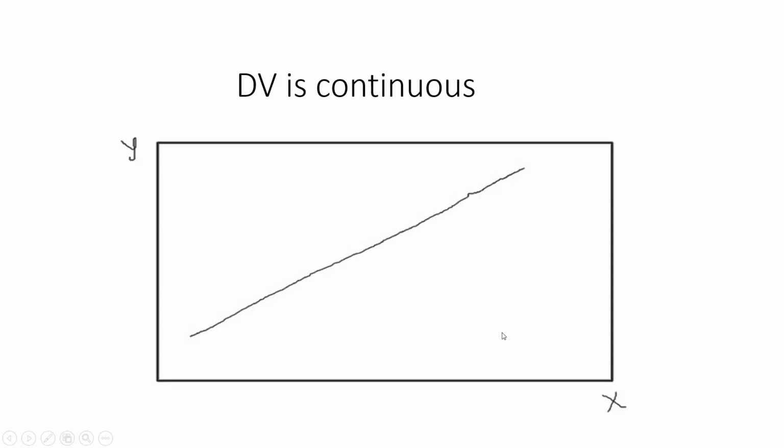Now let us understand this concept with a graphical approach. See, in case of linear regression, if I draw an x-axis and y-axis, your linear regression is continuous in nature, your line is continuous.